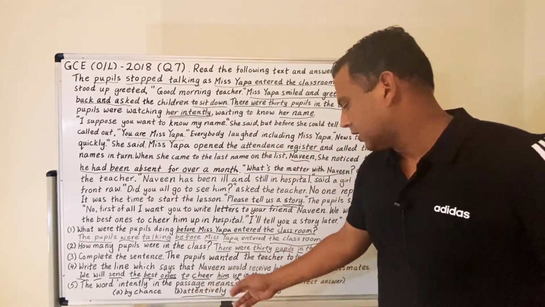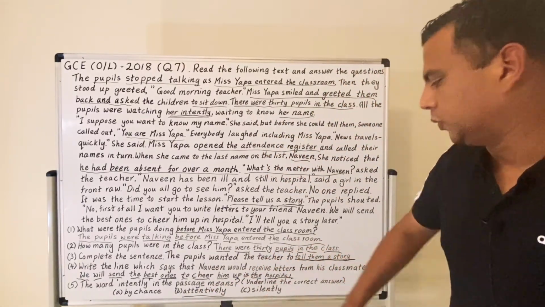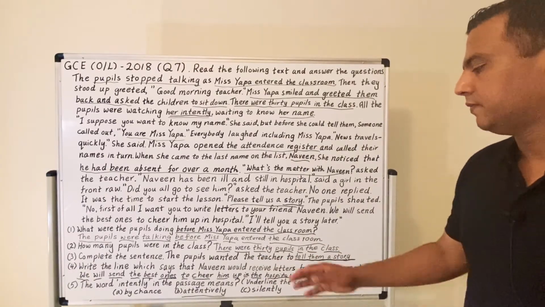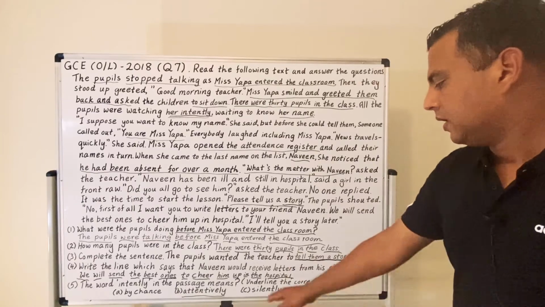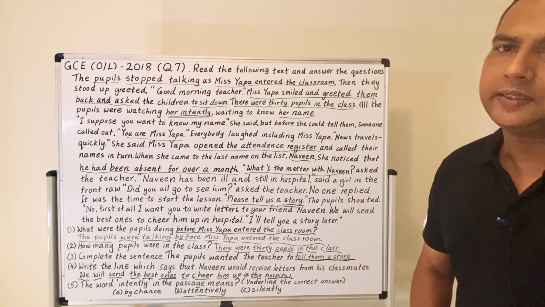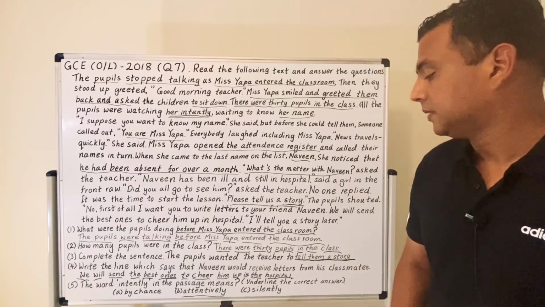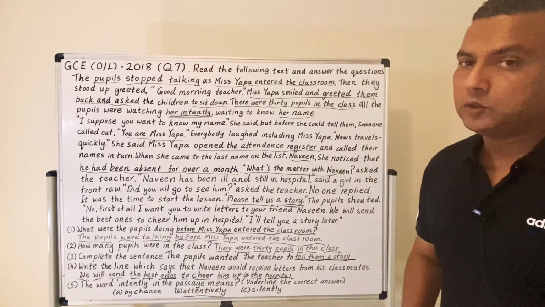So for your benefit, I'll just explain the last word in that list, though we have already chosen our answer. That is silently. What do you understand by silently? Silently means you are making no sound.